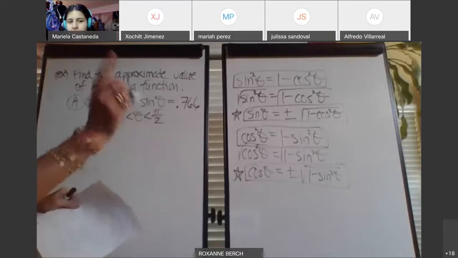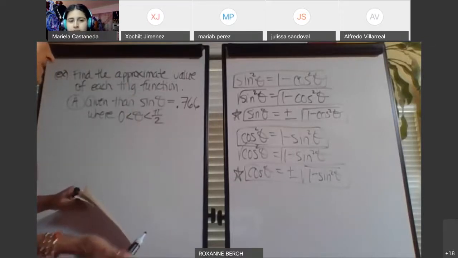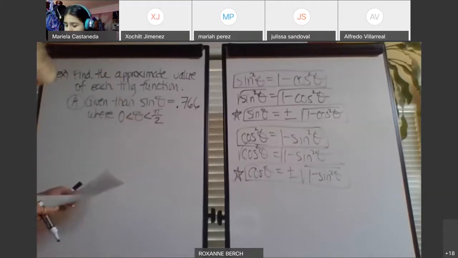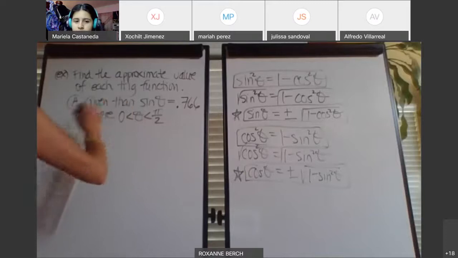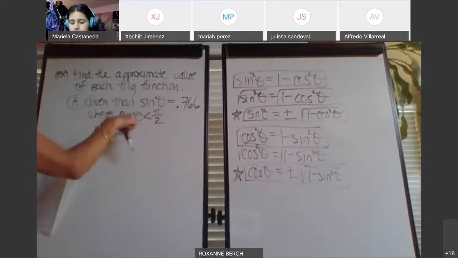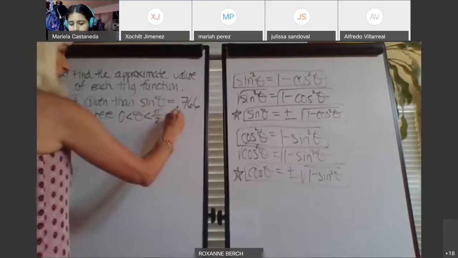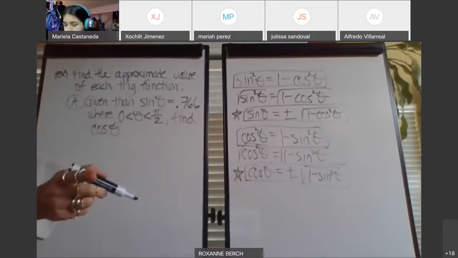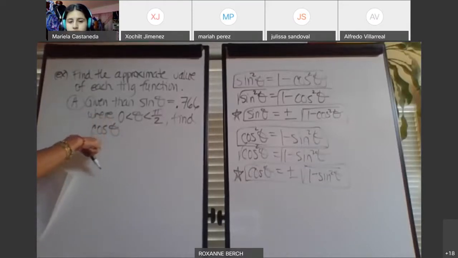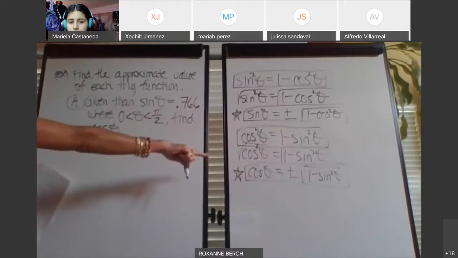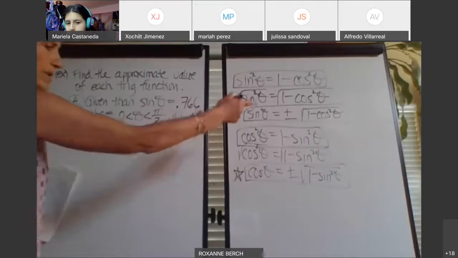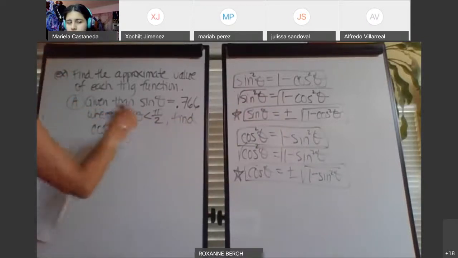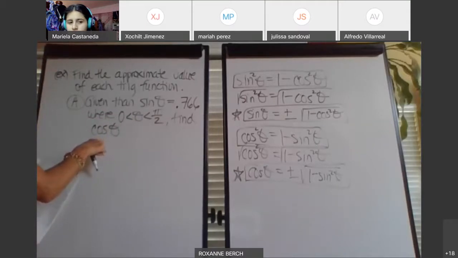Anyhow, sine is positive in 2 different quadrants, and so they're restricting it to the first quadrant. They give this fact, they give this restriction, and then they're telling us what to do. Find cosine of theta. They want to know the value of the cosine of theta. So let's take a look at what we're going to use. We want to find cosine, so we're going to use one of those. And the question is, are we using the plus or the minus? Since they want positive, we're using the positive one.